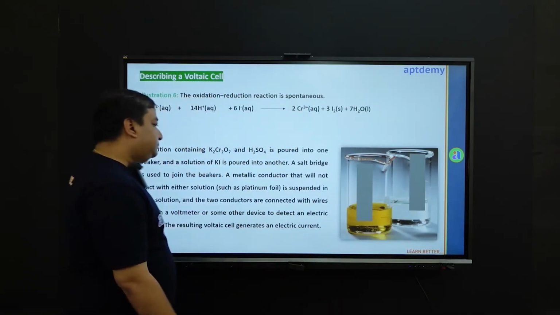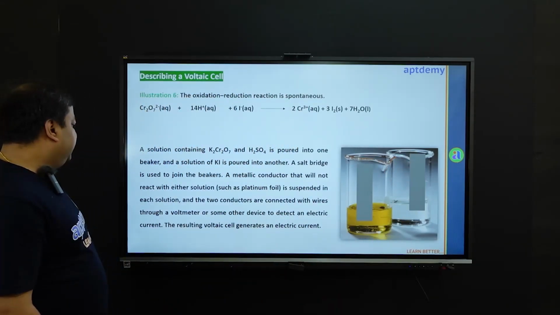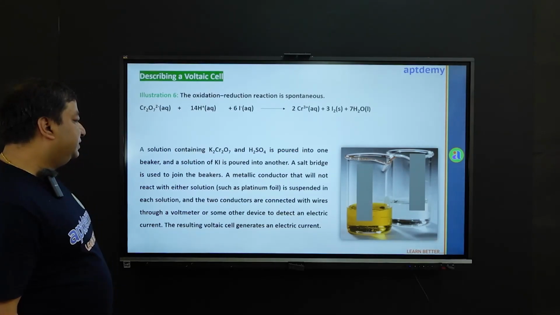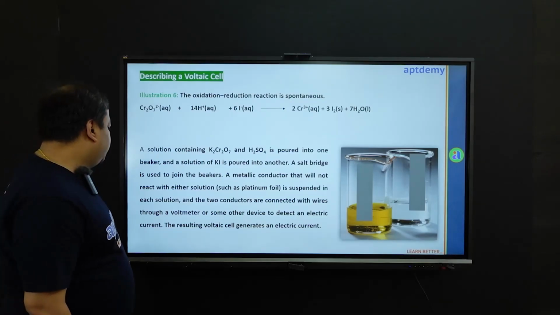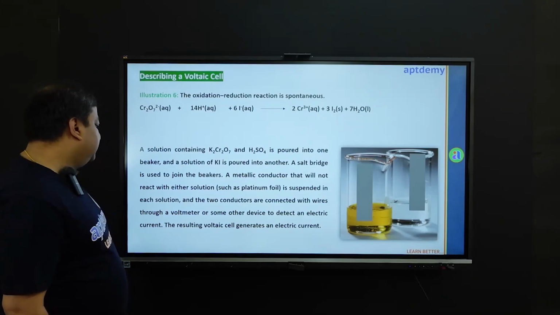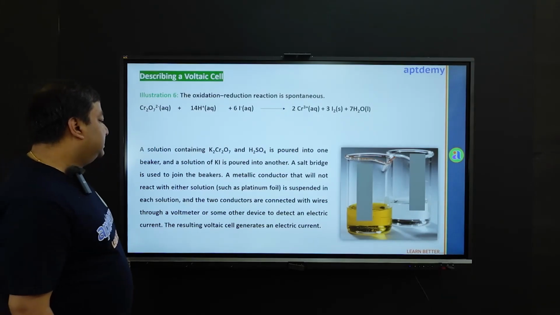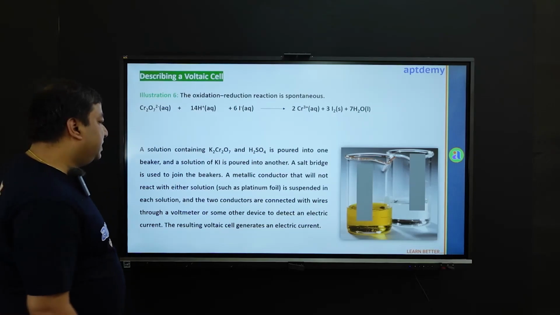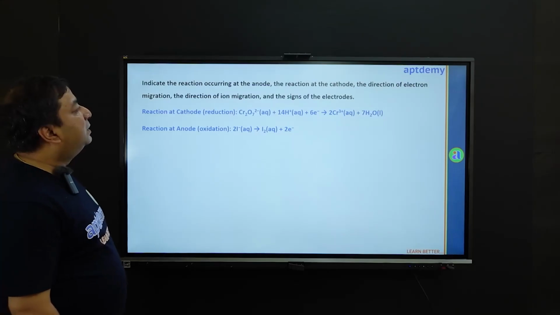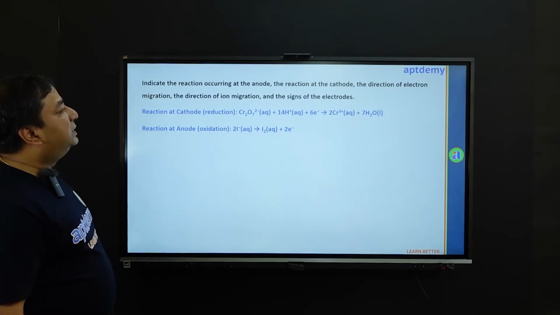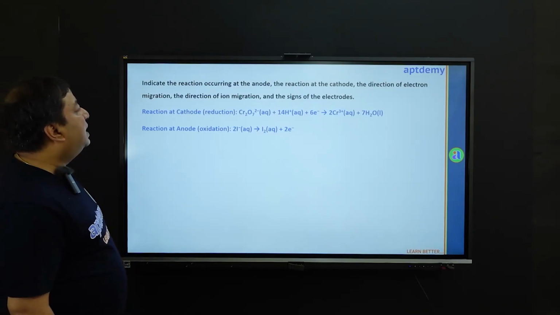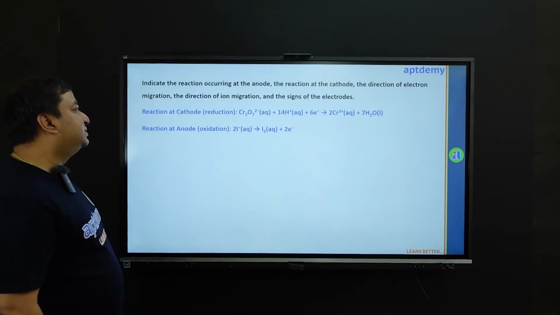Okay, a conductor is suspended in each solution, and the two conductors are connected with wires through a voltmeter or some other device to detect the electric current. The resulting voltaic cell generates an electric current. Indicate the reaction occurring at the anode and the reaction at the cathode, the direction of electron migration, the direction of ion migration, and the signs of the electrodes.